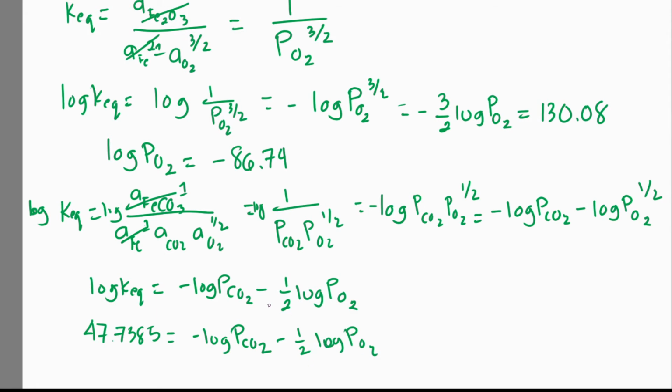For the sake of continuity, so that they all look the same, we isolate log PO2 on one side. So we have log PO2, and we move this here. It is equal to 47.7385 plus log PCO2. But since we moved it, there is still a negative 1 here, we move it here as well, so it becomes negative 2.